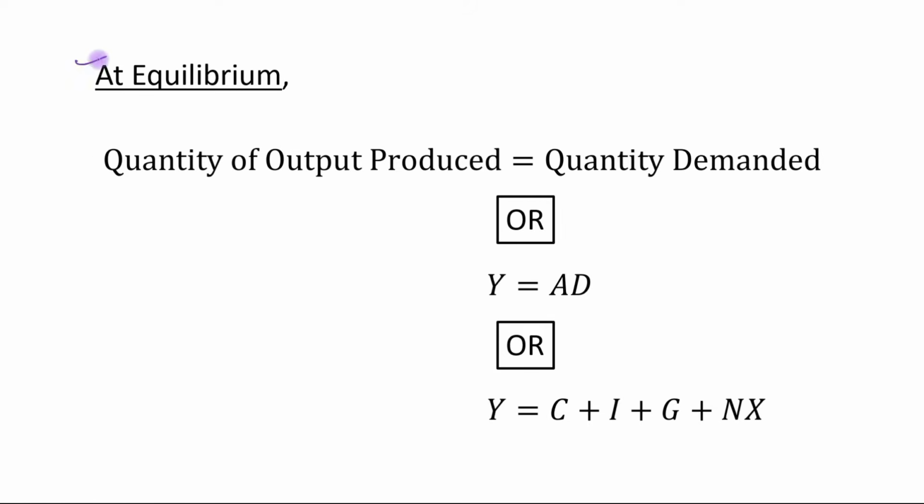At the equilibrium level, quantity of output produced will be equal to quantity demanded, or I can say that Y equals AD, or I can write it as Y equals consumption plus investment plus government expenditure plus net exports.